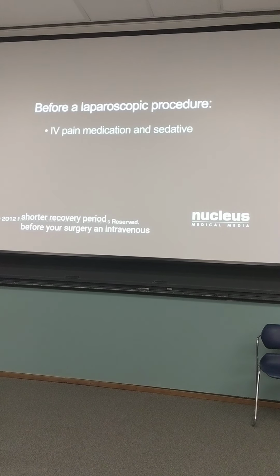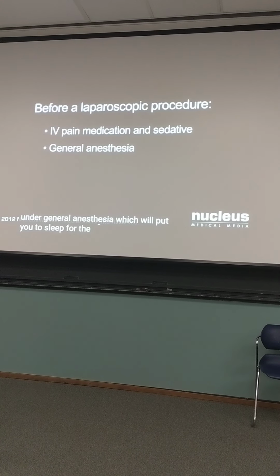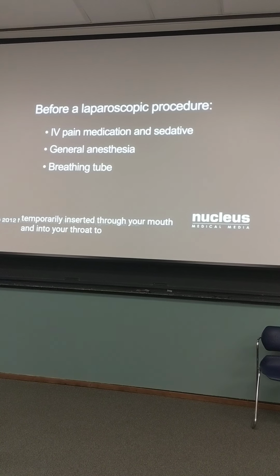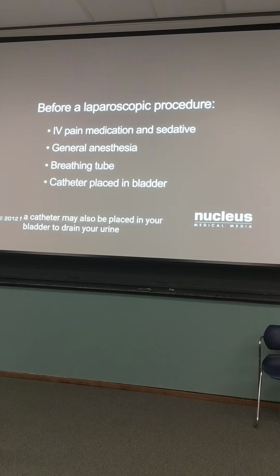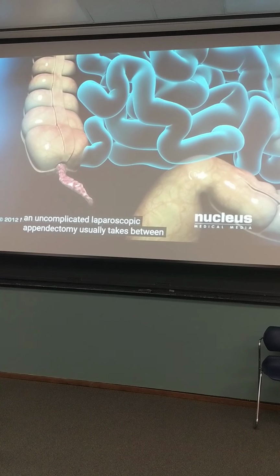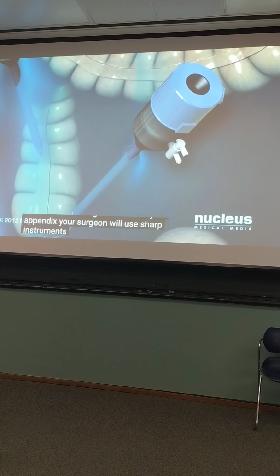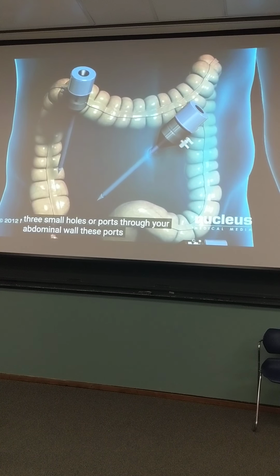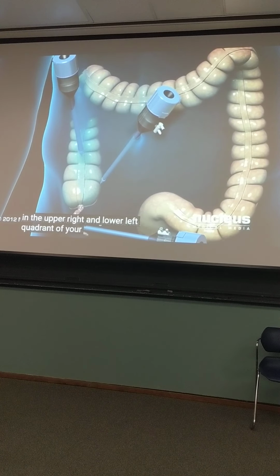Before your surgery, an intravenous line will be started. Appendectomies are done under general anesthesia, which will put you to sleep for the duration of the operation. A breathing tube will be temporarily inserted through your mouth and into your throat to help you breathe during the operation. A catheter may also be placed in your bladder to drain your urine. An uncomplicated laparoscopic appendectomy usually takes between 20 and 30 minutes. To gain access to your appendix, your surgeon will use sharp instruments called trocars to create 3 small holes or ports through your abdominal wall. These ports are usually located at your navel or umbilicus and in the upper right and lower left quadrants of your abdomen.